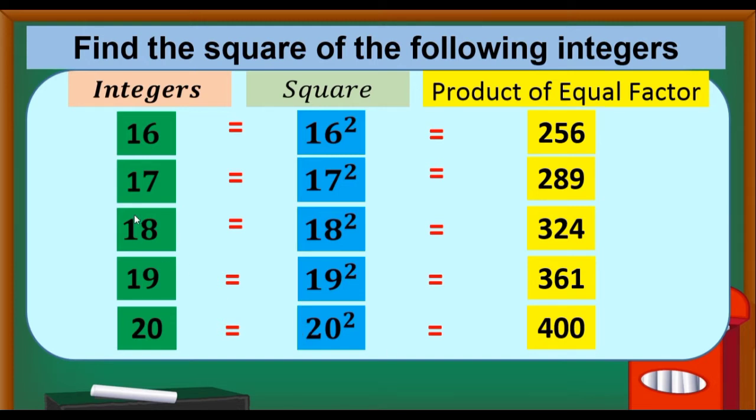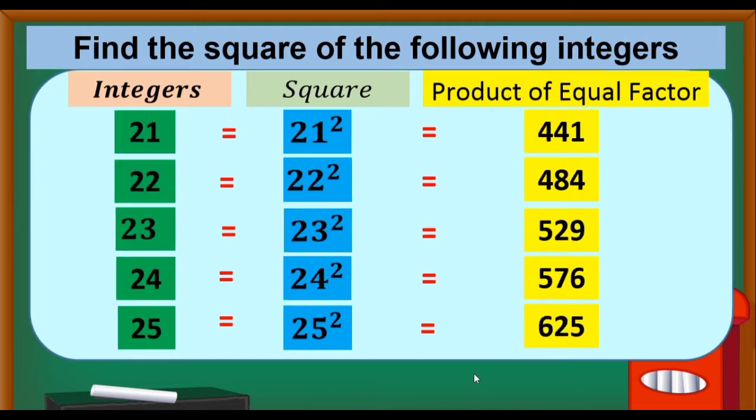So 16 squared is 16 times 16 is 256. 17 squared is 289. 18 squared, that is 324. 19 squared, that is 361. 20 squared is 400. Huwag kalimutang screenshot. Next, 21 squared, that is 441. 22 squared, that is 484.